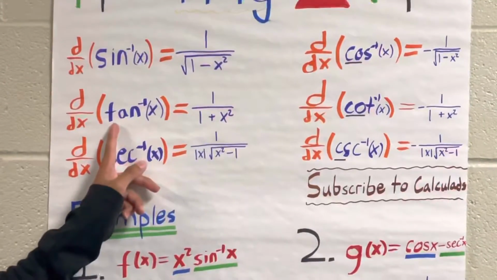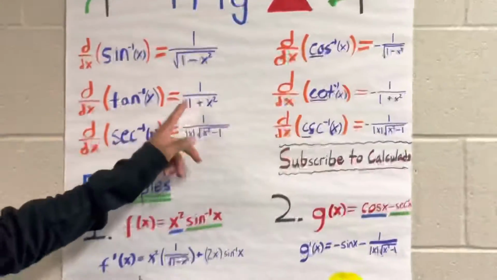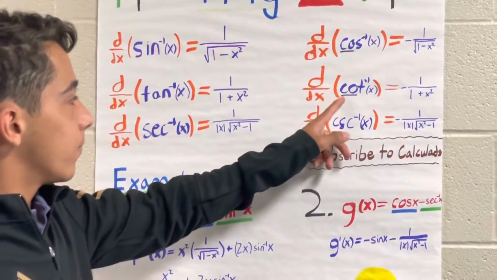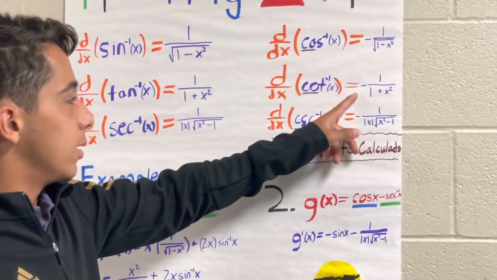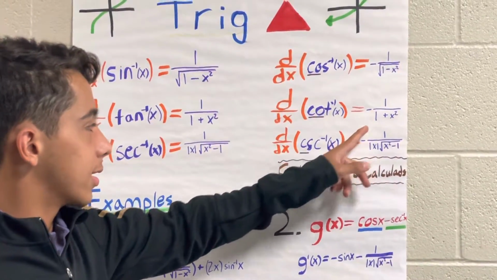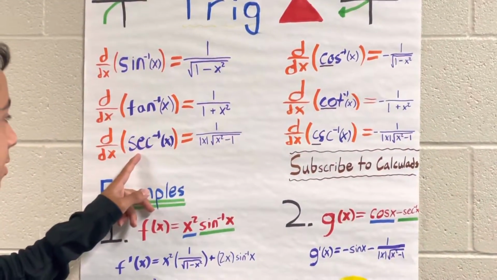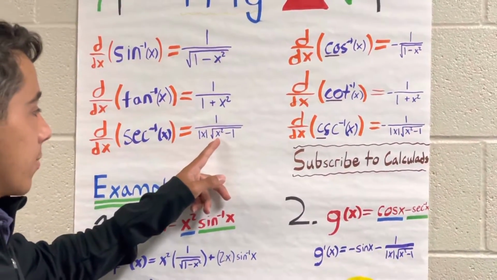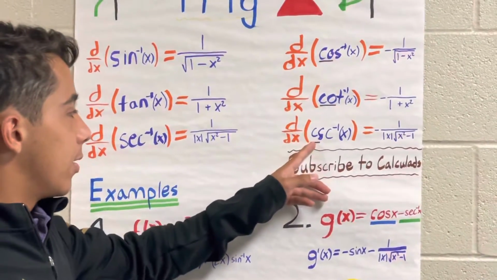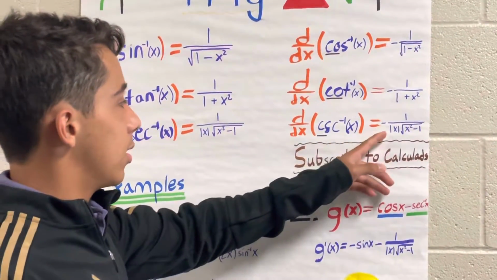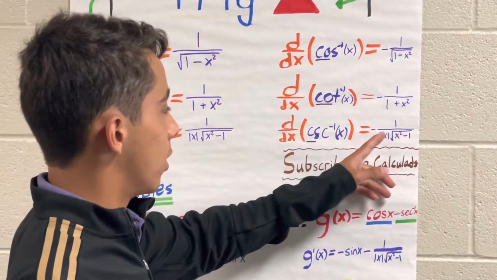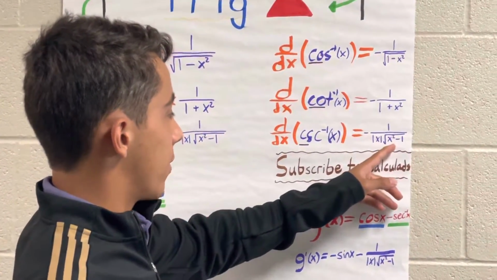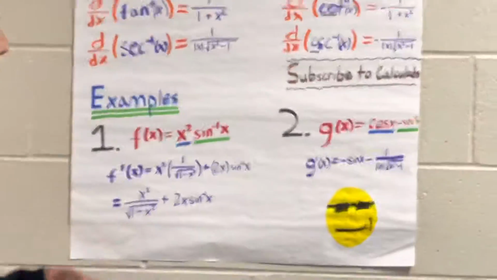And then you have inverse tangent of x, so that's going to be 1 over 1 plus x squared. And then we have inverse of cotangent, which is going to be negative 1 over 1 plus x squared. Then inverse secant of x, which is 1 over the absolute value of x times the square root of x squared minus 1. And then the inverse of cosecant of x is going to be negative 1 over the absolute value of x times the square root of x squared minus 1. And you're going to have to memorize all these.